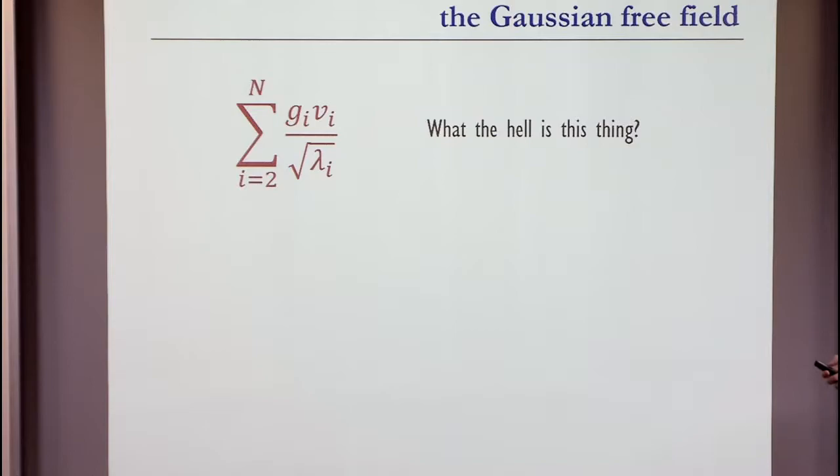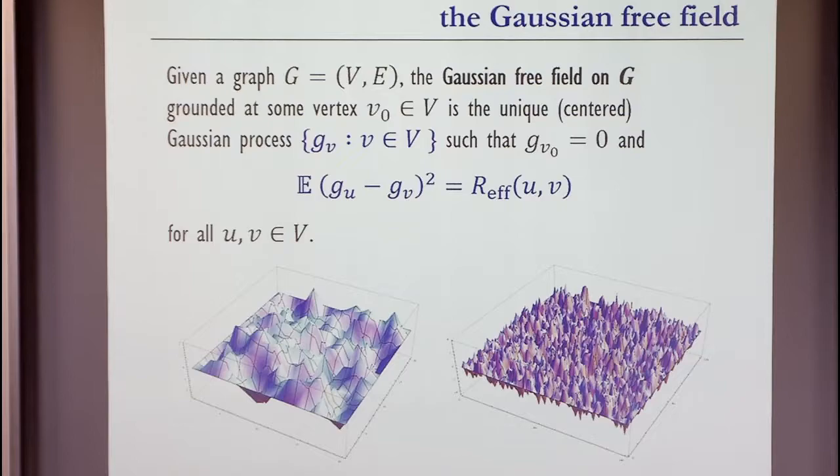Okay, so now we wanted to say, what is this random sum? This random sum is the Gaussian free field on the graph. Let's define it from first principles. You take a graph, you fix some vertex V0, this is where you ground the field. Then the Gaussian free field is the unique centered Gaussian process. Centered means that these are all mean zero normal random variables. Gaussian process means that these are jointly normal random variables, so every linear combination of them is normally distributed. And grounded at V0 just means that you fix it somewhere, so G of V0 is equal to 0.